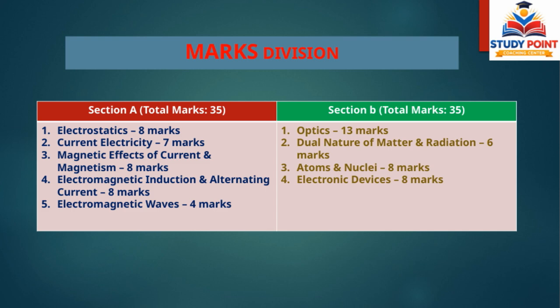Moving to the right side, we see Section B, also totaling 35 marks. This section emphasizes optics, which is a significant part with 13 marks. It also covers the dual nature of matter and radiation for 6 marks, atoms and nuclei for 8 marks, and electronic devices for 8 marks. Overall, the marks division shows us how the syllabus is balanced between these core areas.